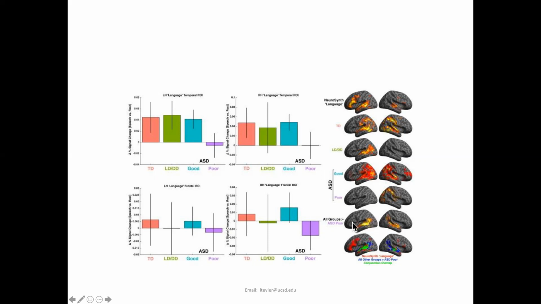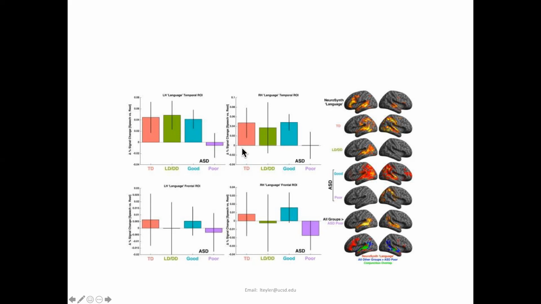activation here. But then applying these frontal and temporal regions of interest to these same data sets, you can see very clearly that it's the ASD-poor that have very different activation, particularly in the temporal regions, whereas the ASD who have good language actually are looking a lot more like the typically developing kids.